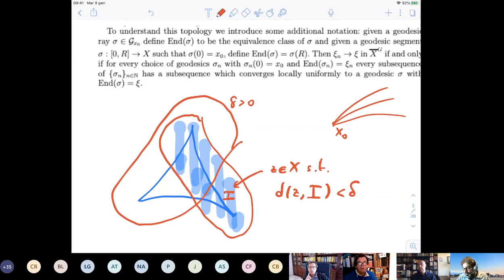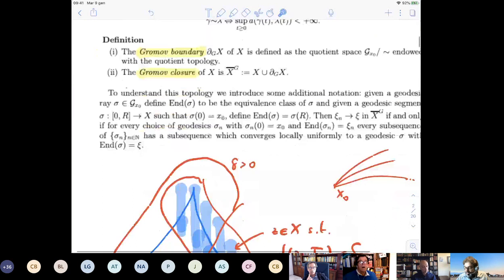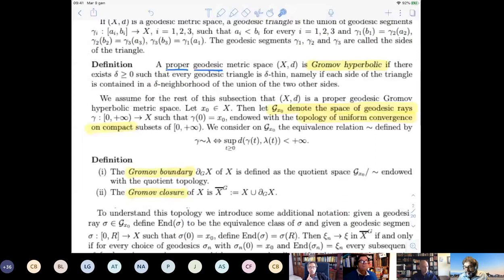It becomes a topological space, given the topology of uniform convergence on compacta for the geodesics. I make it a topological space by declaring that a sequence of geodesic rays converges to a geodesic ray if it does so uniformly on compacta. They all start from x naught and they are all geodesic. And now I give an equivalence relation on this space by saying that two geodesic rays are equivalent if the distance between them is bounded as you go to infinity.